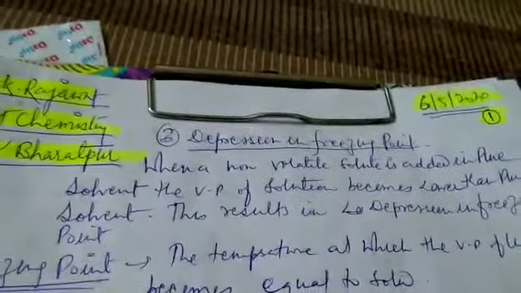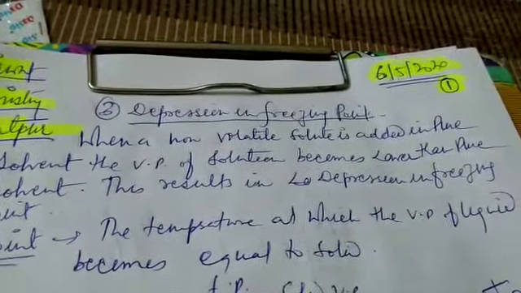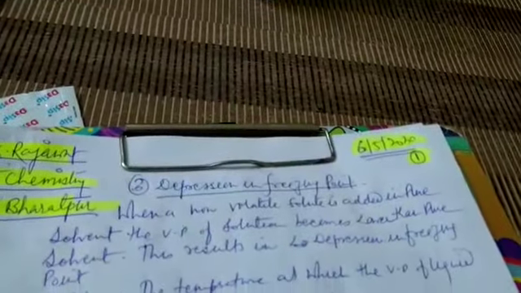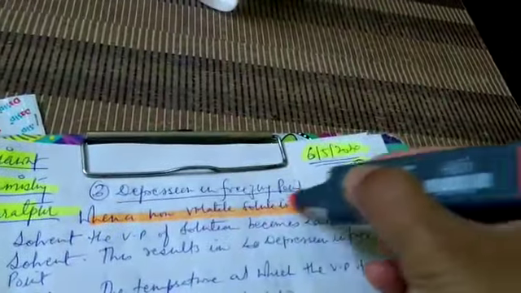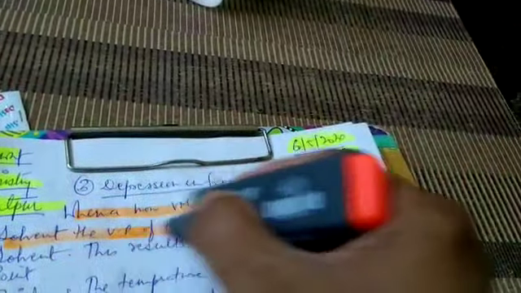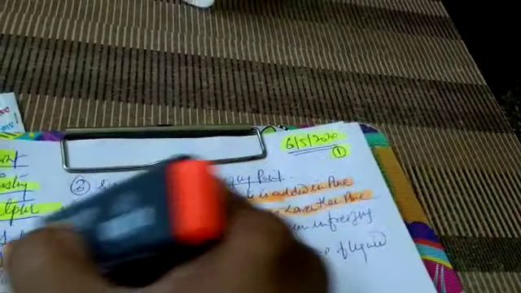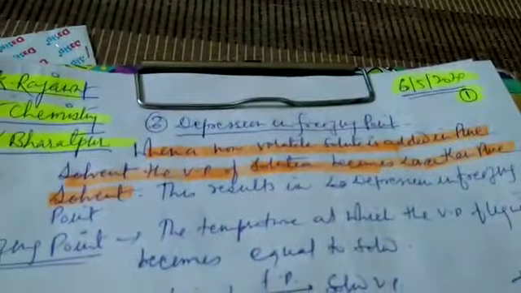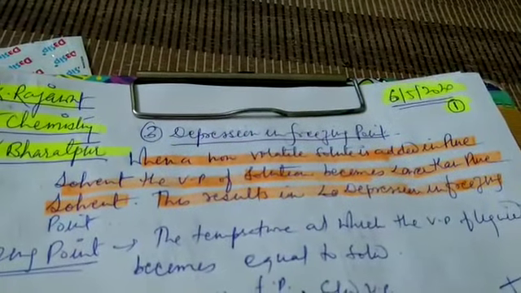Now, when a non-volatile solute is added in pure solvent, the vapor pressure of solution becomes lower than pure solvent. This results in depression in freezing point.